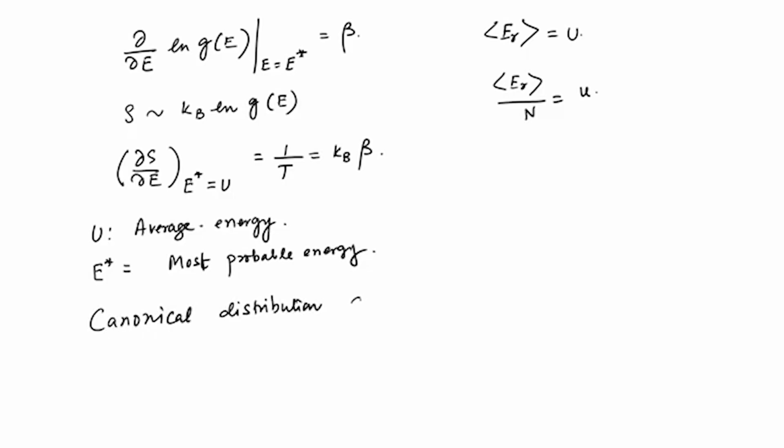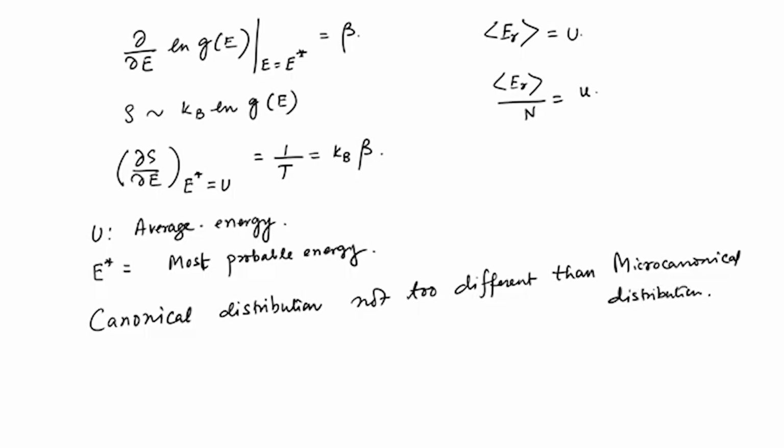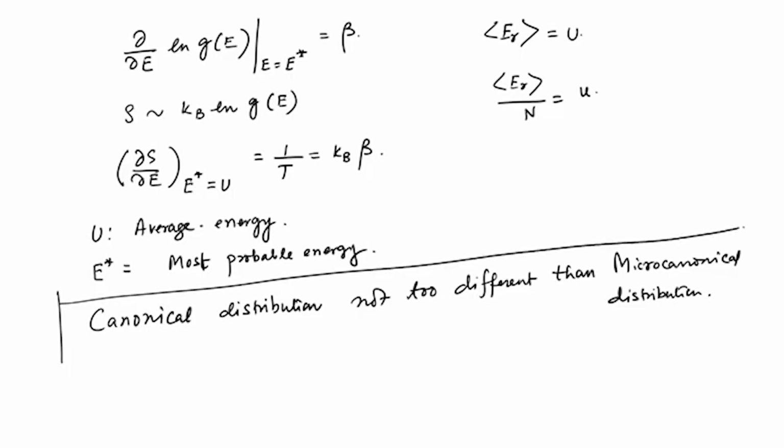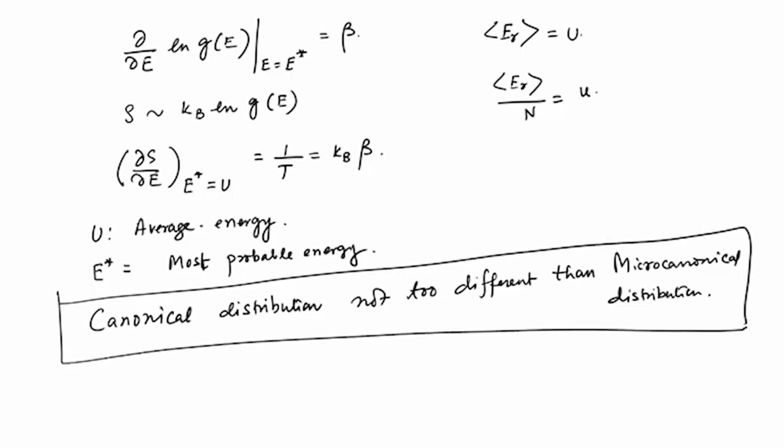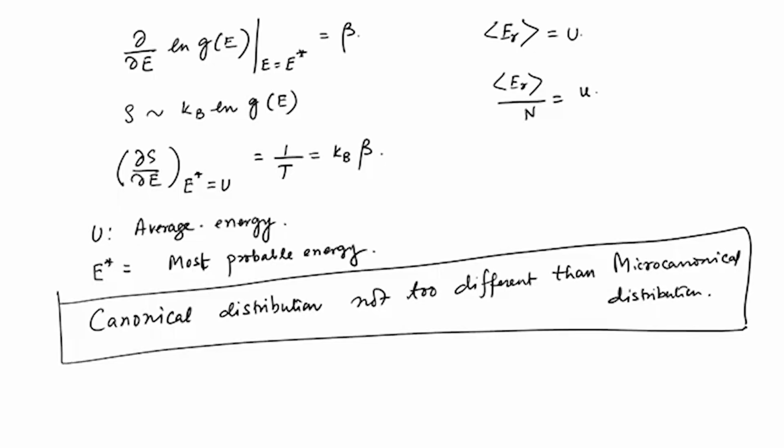is not too different than microcanonical. Now, this is quite an important statement. It also justifies why we are shifting from one distribution to another distribution, one ensemble to another ensemble, and there is nothing very different about all these ensembles.